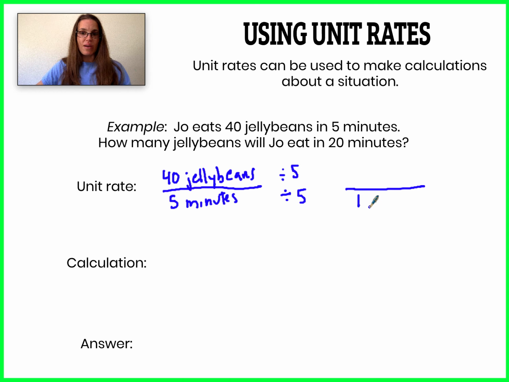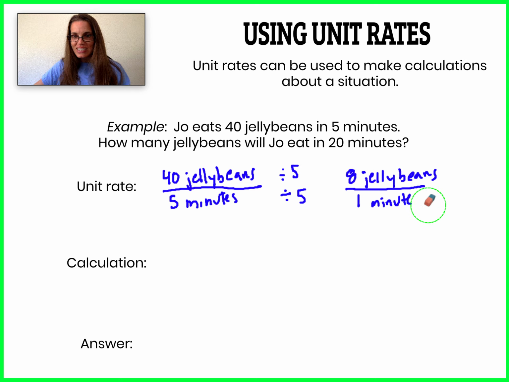5 minutes divided by 5 is 1 minute, and that was my goal, a unit rate with a denominator of 1. 40 jelly beans divided by 5 is 8 jelly beans. This unit rate tells me that Joe eats 8 jelly beans every 1 minute. I guess I don't need to say minutes. Singular minute. 8 jelly beans every 1 minute.